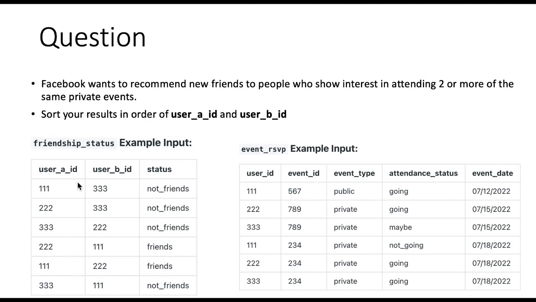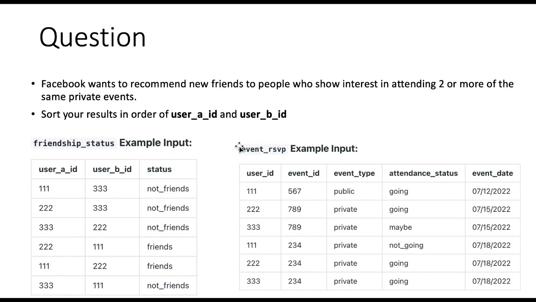We are given two different tables, friendship status and event RSVP. In the friendship status, we are given the user ID A, user ID B and their status whether they are friends or not friends. And in the event RSVP table, we are given the list of all the user IDs, event types, attendance status and event date.